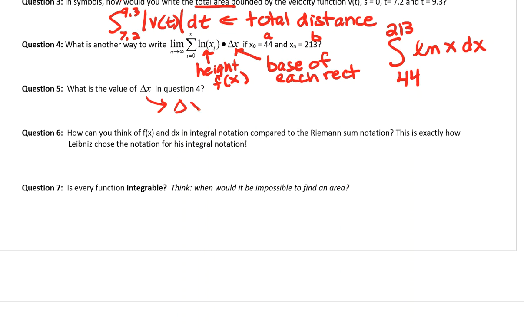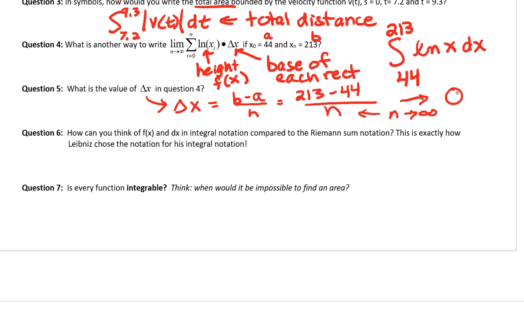So you might first say, well, delta x is our formula b minus a over n. And that is definitely true. And in this problem, that would be 213 minus 44. But what is n? So what we know here is that n is going to infinity. So what happens as our denominator gets large, we can see that the value of that fraction goes to 0. So as we do an infinite number of rectangles, they become very, very thin.